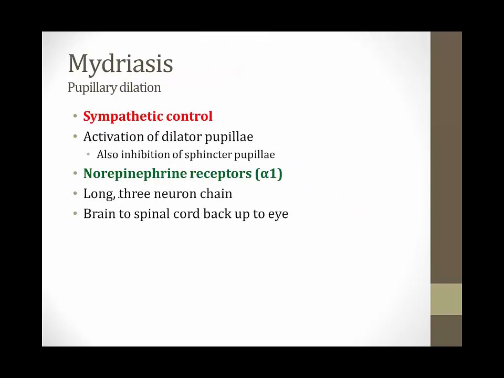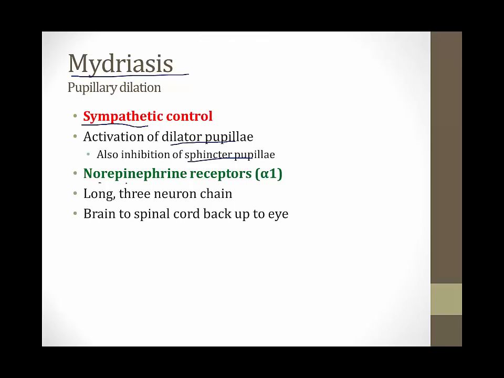Now let's talk about the neural pathways involved in mydriasis, which is the process of dilating the pupil and increasing its size. This process is under control of the sympathetic nervous system. Dilation of the pupil is part of the fight or flight response. The sympathetic nervous system can activate the dilator pupillae muscle to increase the size of the pupil. It can also inhibit the sphincter pupillae muscle.